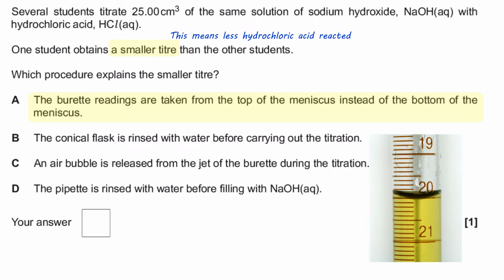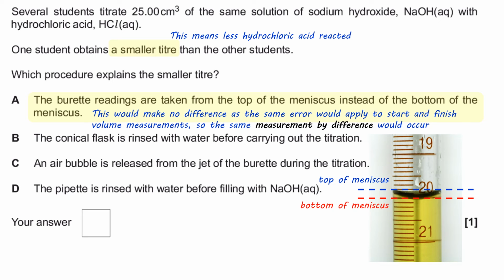If we look up close to some liquid in a burette, you've got the top of the meniscus and the bottom of the meniscus. If you read from the top of the meniscus, your reading is incorrect. But the other reading you take once you've emptied some liquid out will be incorrect by the same amount because the meniscus does not change size. So therefore, there's no change to the titer. So it's not this particular option.